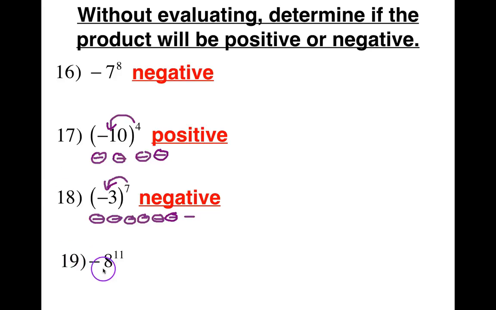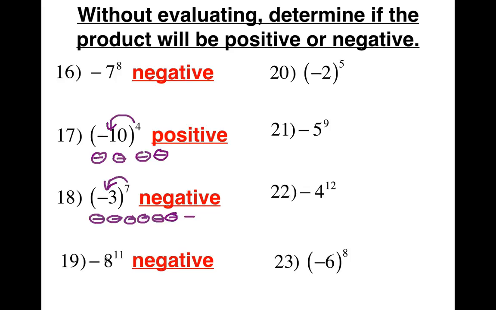Okay, what about number 19? First of all, we would read this as the opposite of 8 to the 11th. 8 to the 11th is definitely positive, but once I take the opposite of it, it's going to be a negative answer. So now go ahead and pause the video and try numbers 20 through 23 on your own.